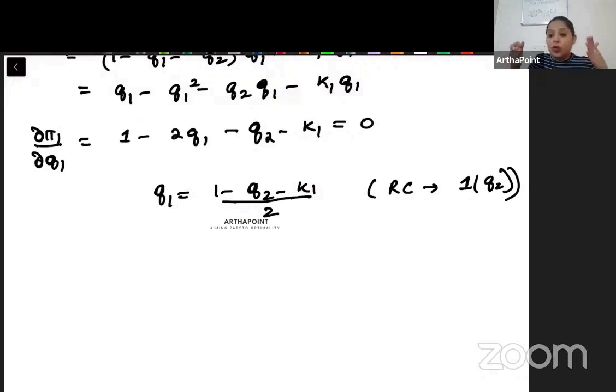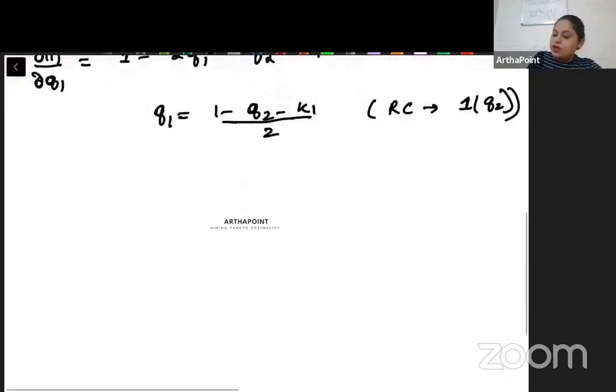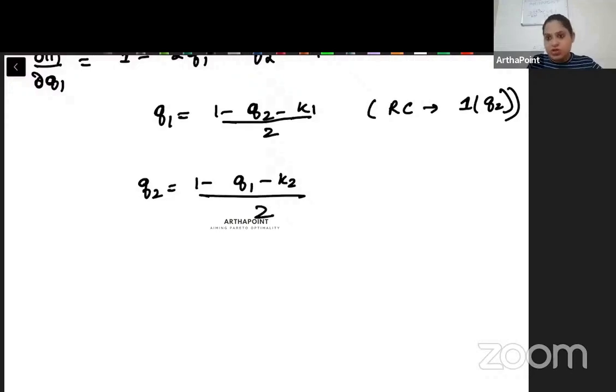Now these profit functions are symmetric in nature. So if I were to find the profit maximizing quantity of firm 2, I don't have to start solving this again. I can just say that Q2 will be (1 minus Q1 minus K2) by 2. They are symmetric in nature, so we don't have to solve them literally, right? Now, what you can do is just solve these two reaction functions simultaneously. So let's go ahead and do that.